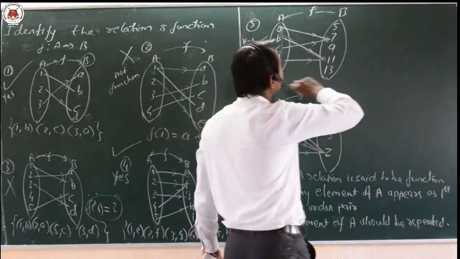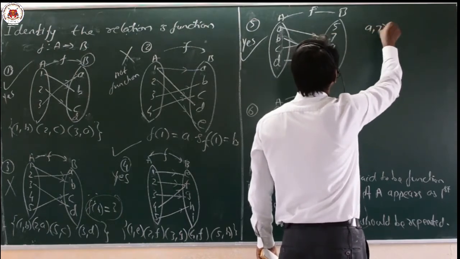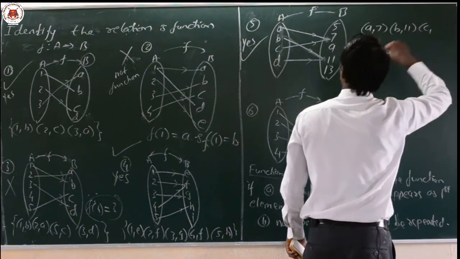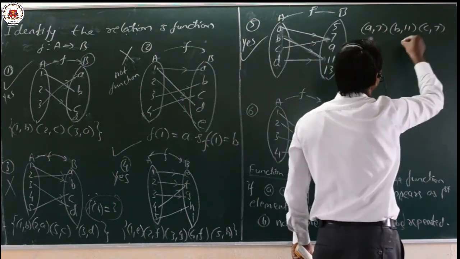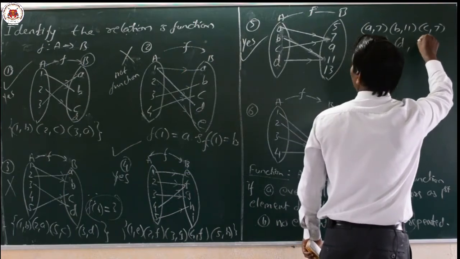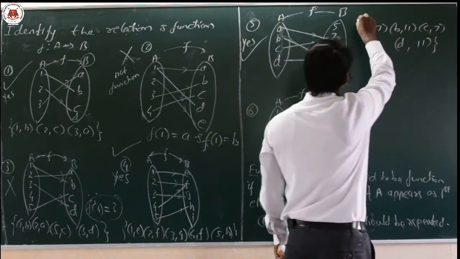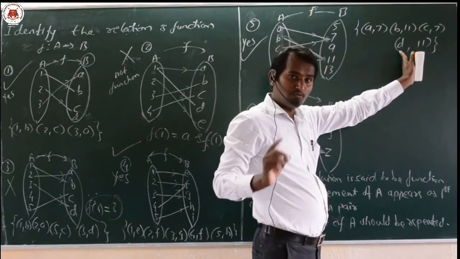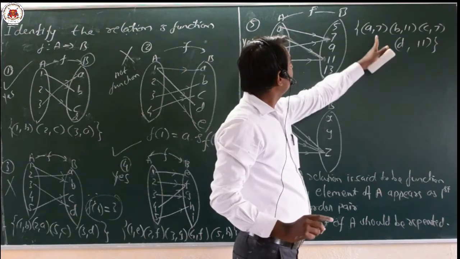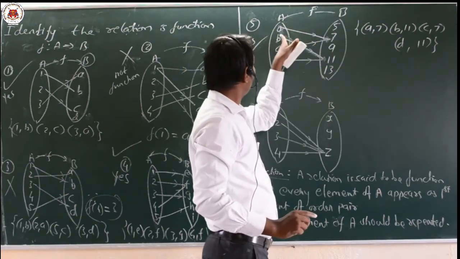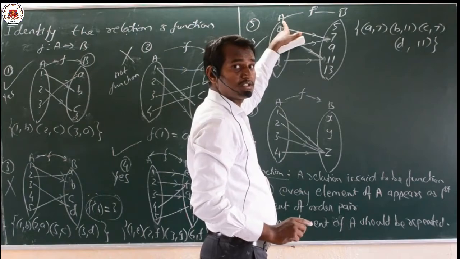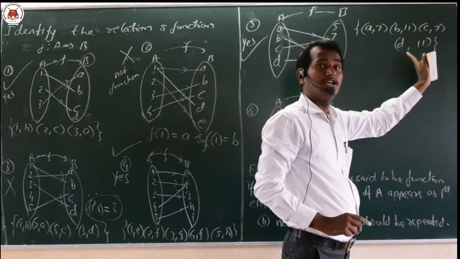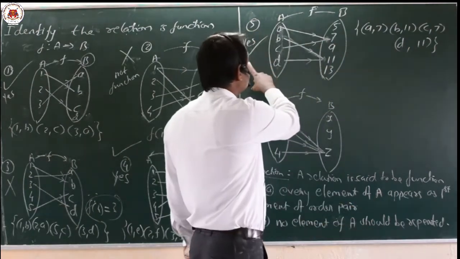For example, if you write in roster form, we have A comma 7, then B comma 11, then C comma 7, then D comma 11. We can observe that all the elements of A appear as the first element of the ordered pair. That is the first condition. Second condition means no element of A should be repeated. No element of the set A should be repeated. That means A is not repeated, B also not repeated, C and D not repeated. Therefore it is a function.